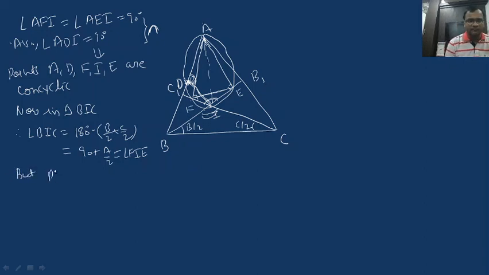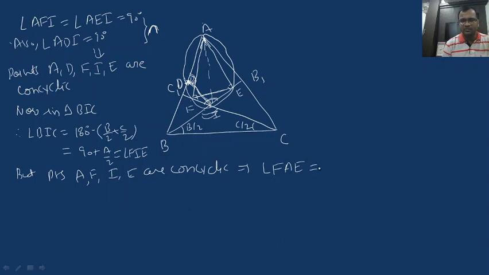But points A, F, I, E are concyclic. These 4 points are concyclic. This will imply angle FAE. FAE equals to what?